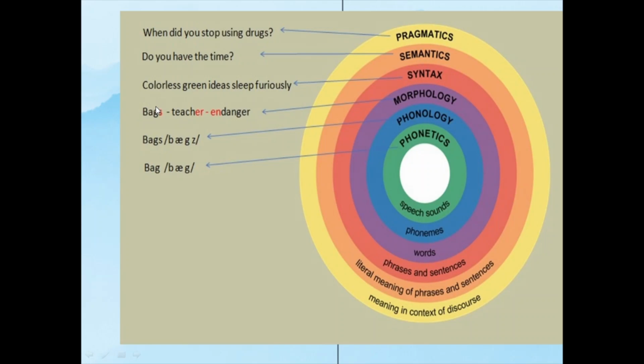They're not meaningful. So bag would be the least, or let's say the smallest meaningful unit there is. And s is also meaningful because it adds to the meaning of bag and makes it plural. So these are two morphemes.